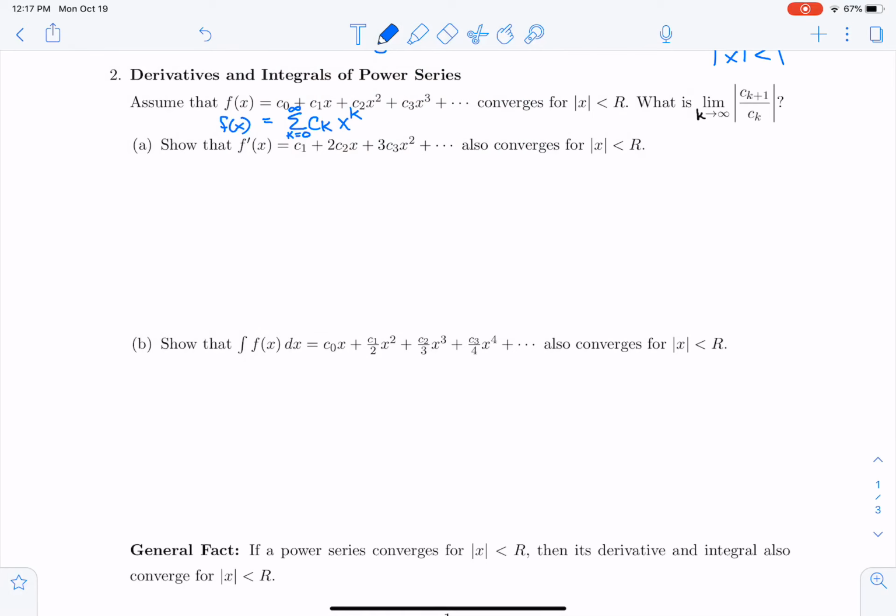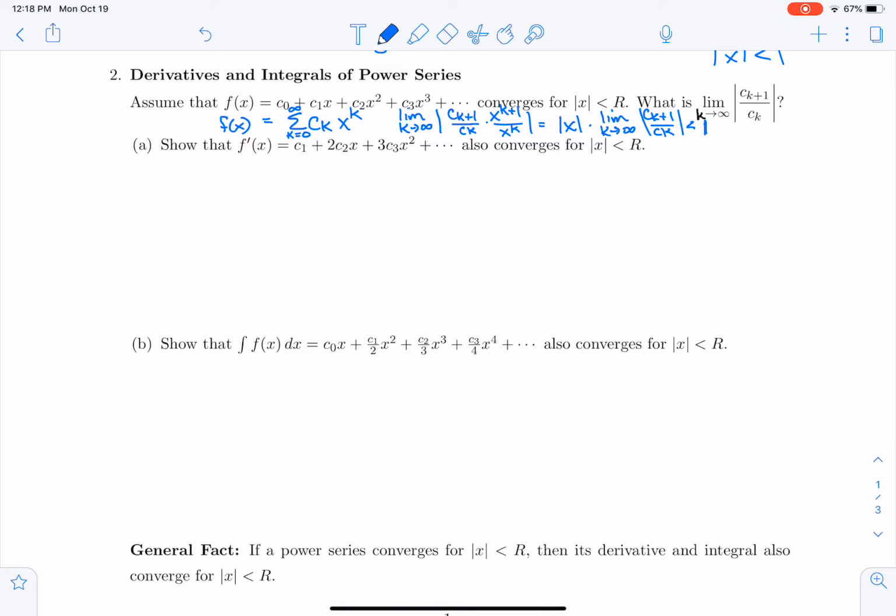So let's look at what happens when I do the ratio test. I would get the limit as k goes to infinity of the absolute value of c sub k plus 1 over c sub k, times x to the k plus 1 over x to the k. X to the k plus 1 over x to the k gives me an absolute value of x, and then times the limit as k goes to infinity of the absolute value of c sub k plus 1 over c sub k. And I want that whole thing to be less than 1.